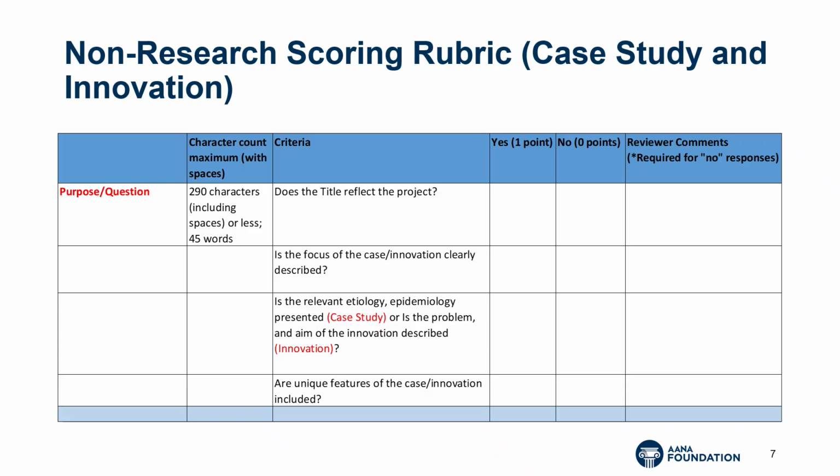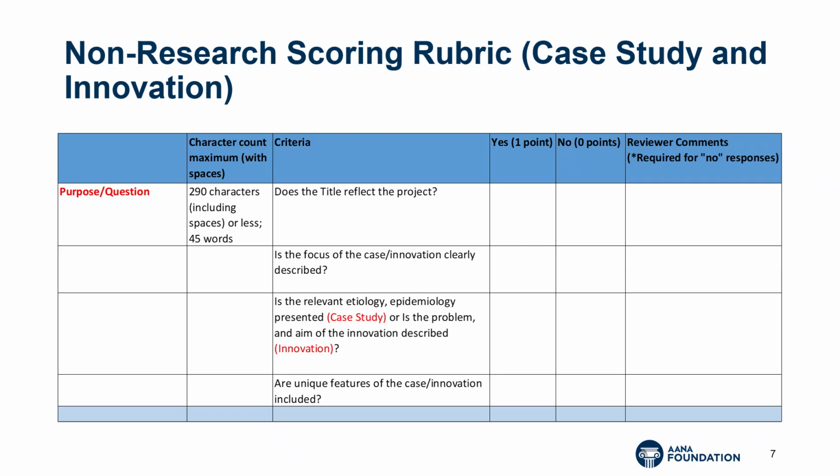The next section of the scoring rubric for case study and innovation projects is the purpose or question. Here there is a 45 word count limit, or 290 characters, and the criteria are as follows. Does the title reflect the project? Is the focus of the case or innovation clearly described?